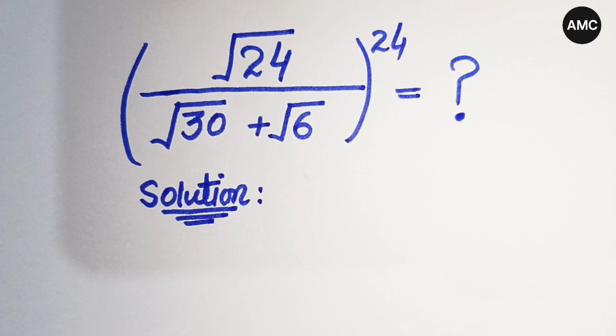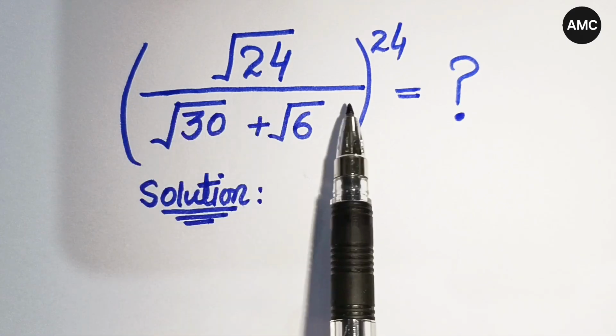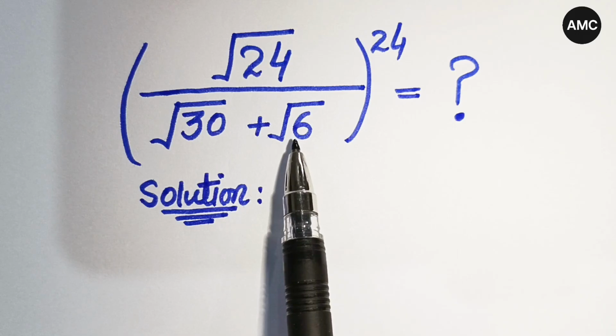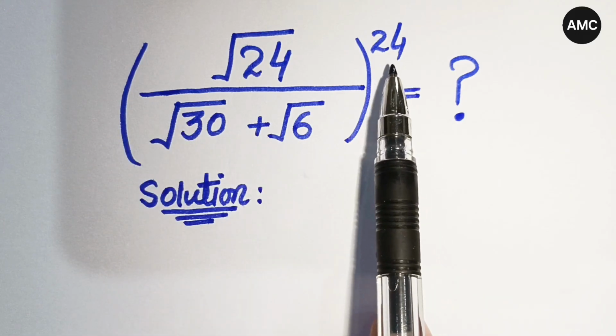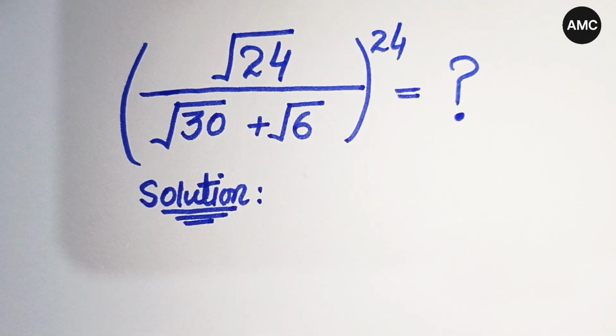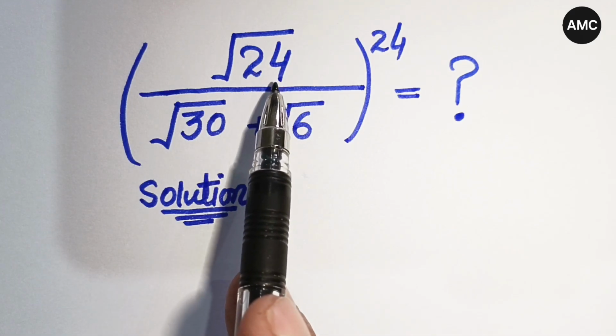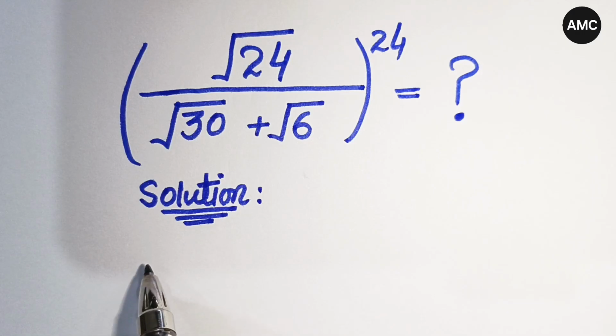Today we have a nice simplification problem: the square root of 24 all over the square root of 30 plus the square root of 6, whole to the power 24. We have to simplify this problem. Let's start our solution. First of all, this 24 can be factorized like 6 times 4.